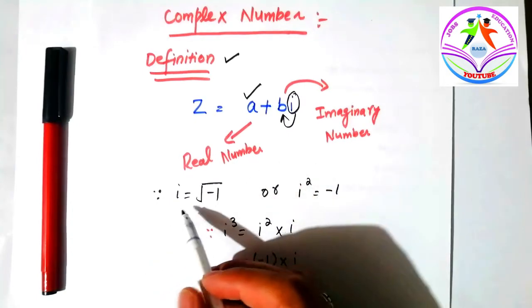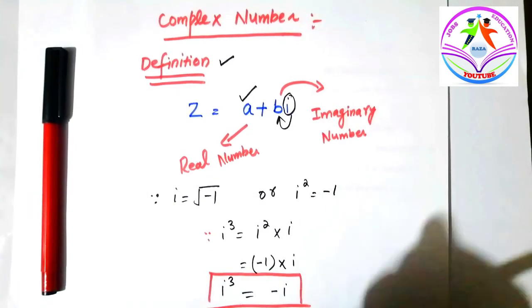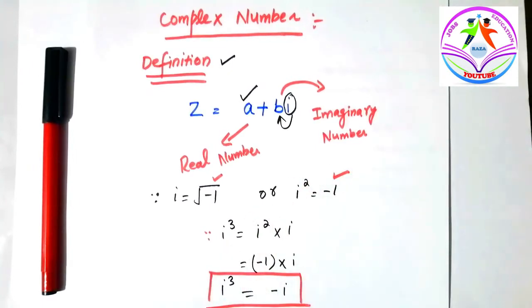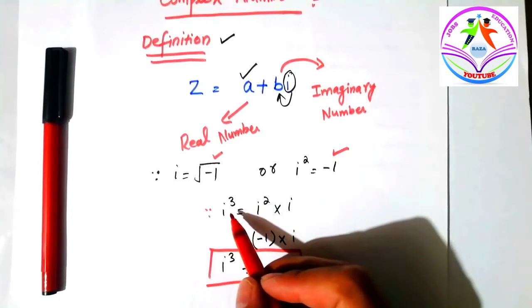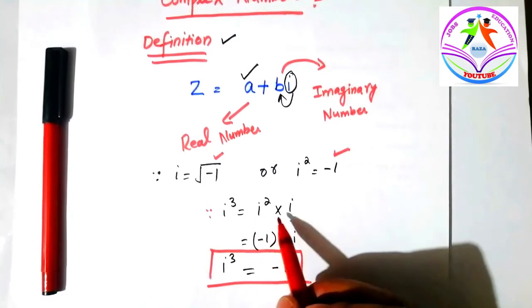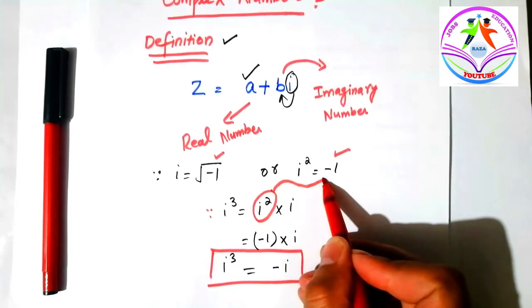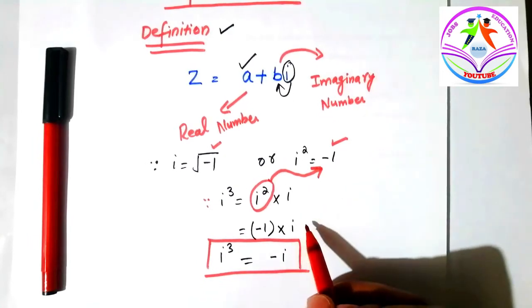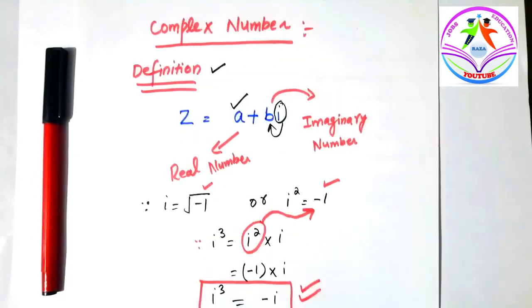How can you find the iota value? We know that iota is equal to the square root of minus 1, or iota squared is equal to minus 1. So we can calculate the iota value in any form. Like if we have iota cubed, then we know that it is iota squared into iota, and the iota squared value is minus 1, which we have already found. We put these values in, multiply, and solve like that. So let's move to an example.